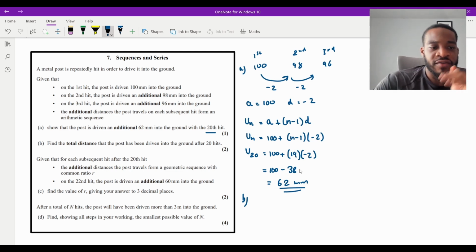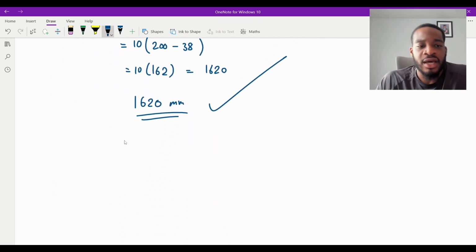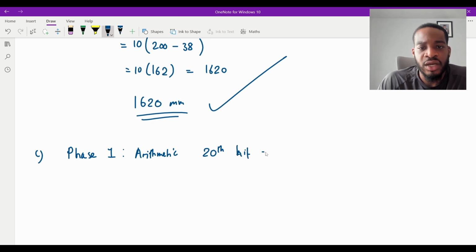Okay, so with this type of question, just think of it in phases, right? In the first phase, we had the metal post being driven, and the distance it was driven into the ground formed an arithmetic sequence or series. So if I model it, I'm going to write part C here. Phase 1, we know it was arithmetic, and it went up to the 20th hit. Let me write 20th hit. The 20th hit was equal to 62 millimeters, wasn't it?